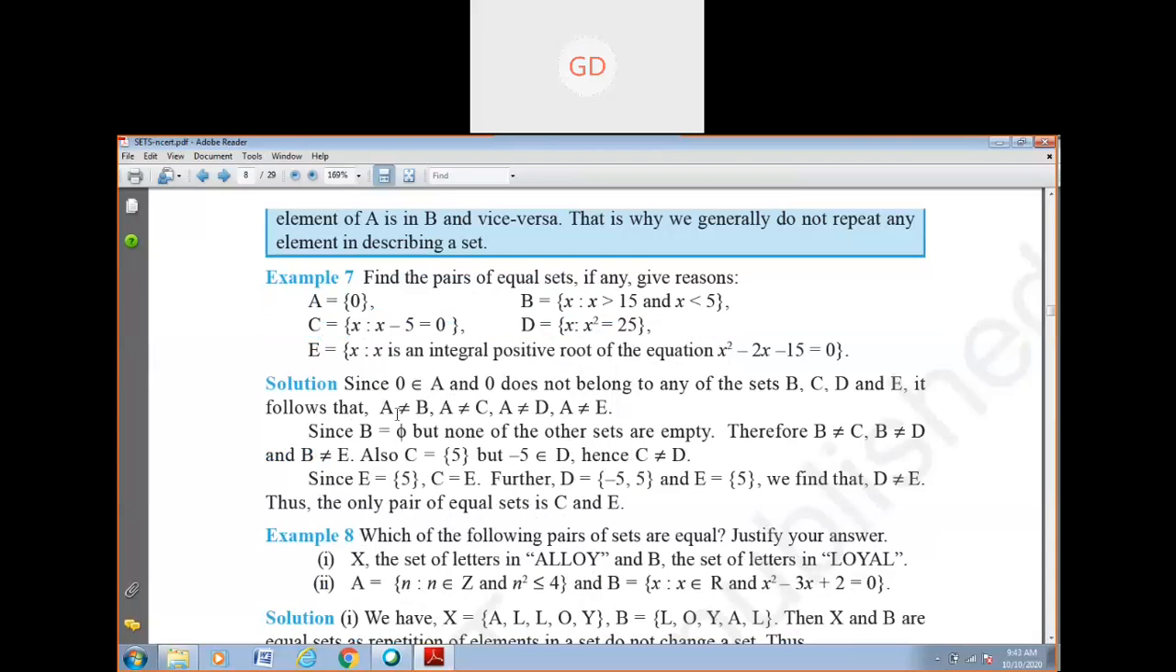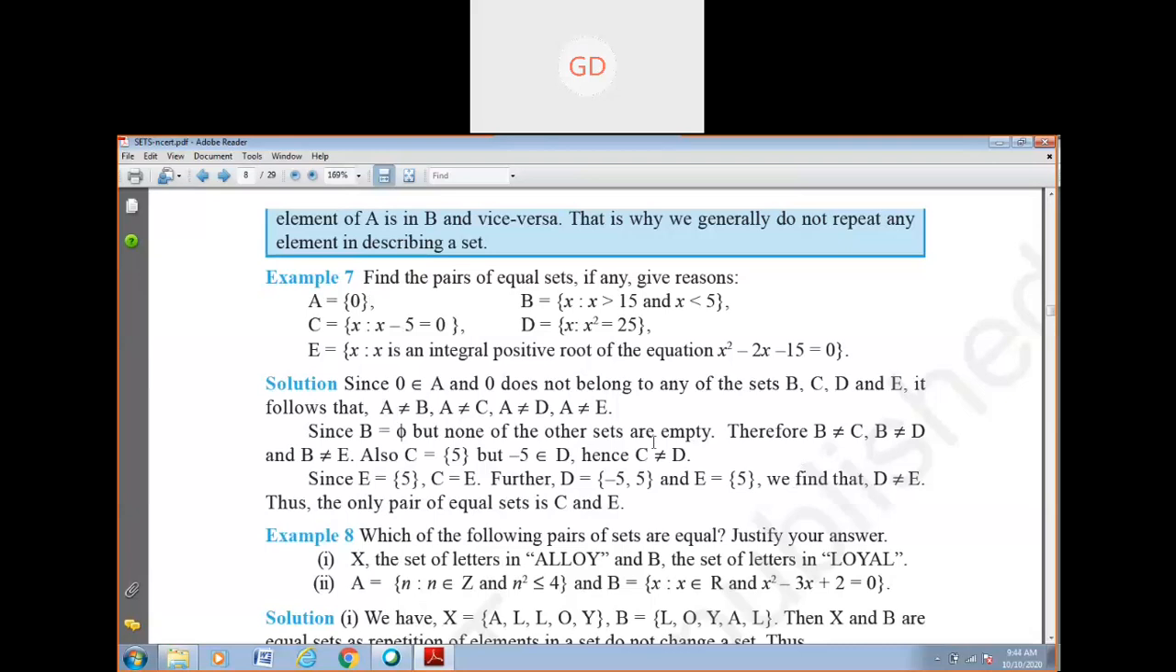So, obviously, A not equal to B, A not equal to C, A not equal to D, because A is the set which consists of only one element, that is 0. And very clearly it is not equal with the others. So D not equal to B, D not equal to C. All are given here, so there is no problem to write equal or not.